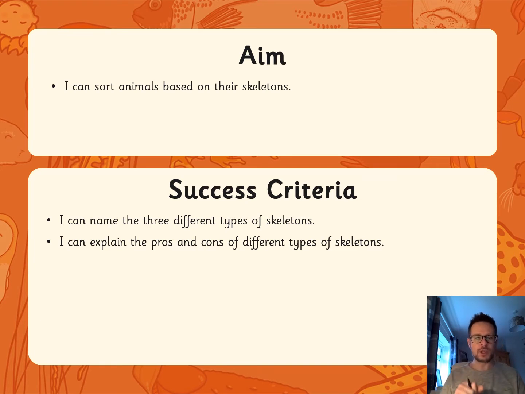Who knew there were 3? And I can explain the pros and cons of different types of skeletons. So pros just mean the good things about that skeleton, and cons mean the bad things or the negative things about that skeleton or type of skeleton.